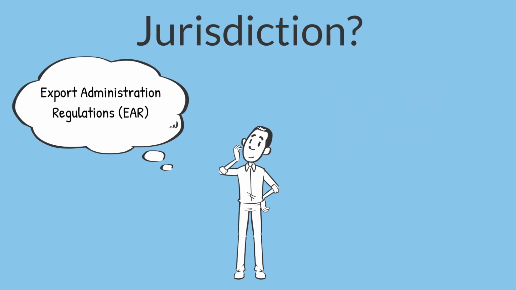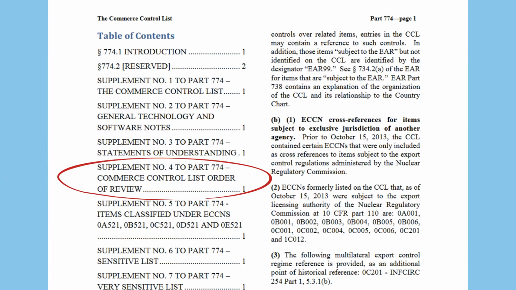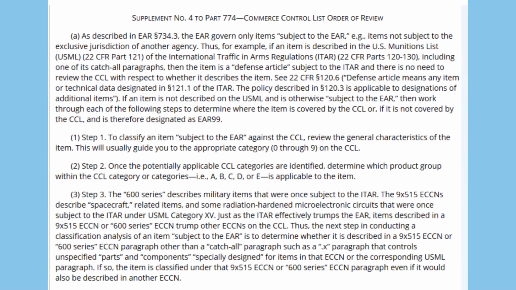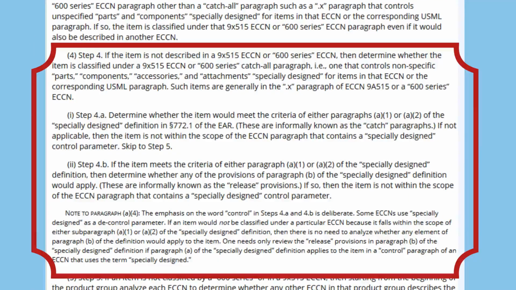Once you've determined that your item is subject to the Export Administration Regulations, the next step is to classify it. The table of contents of Part 774 of the EAR appears on the screen with Supplement Number 4 circled in red. Supplement Number 4 to Part 774 of the EAR is the Commerce Control List Order of Review. The Order of Review provides the steps to classify an item subject to the EAR. Step 4 of the Order of Review includes a review of the specially designed definition. The text of Supplement Number 4 then appears on the screen, and Step 4 is highlighted in a red box.